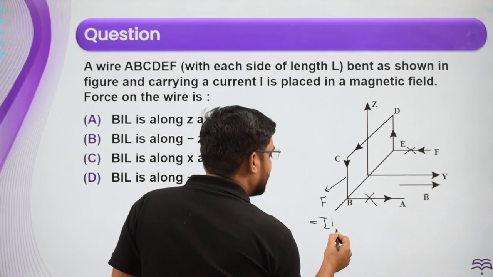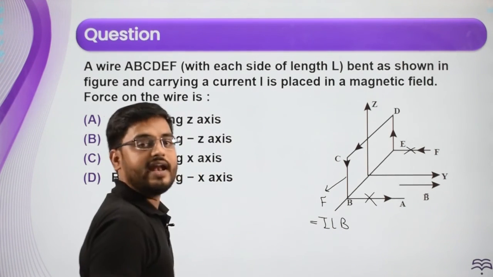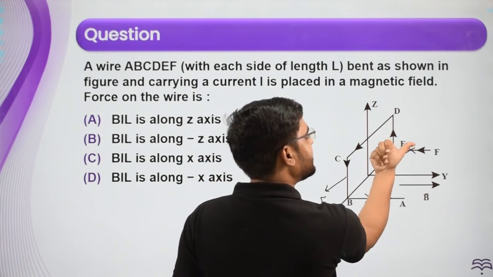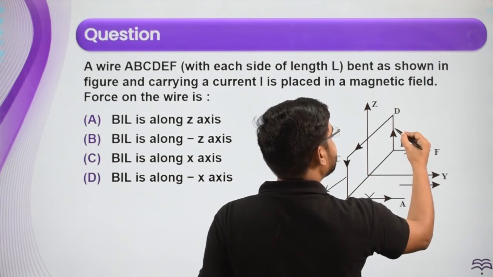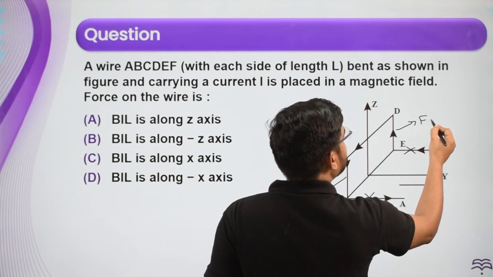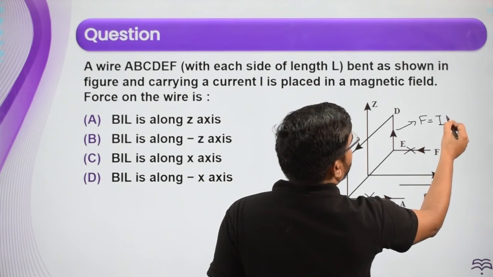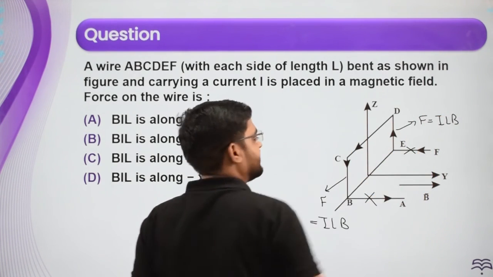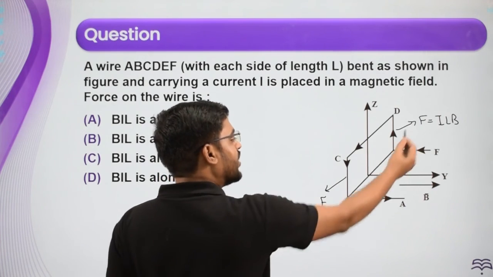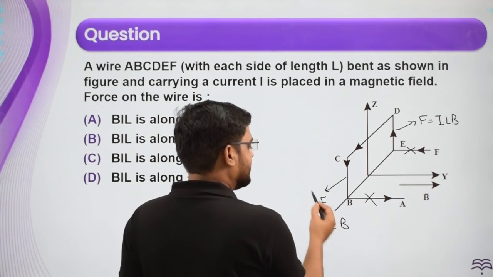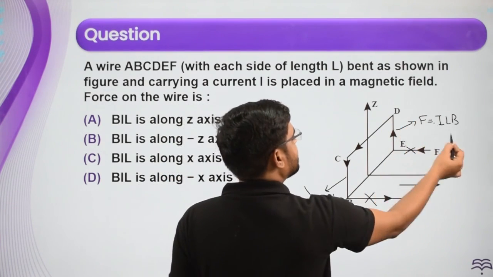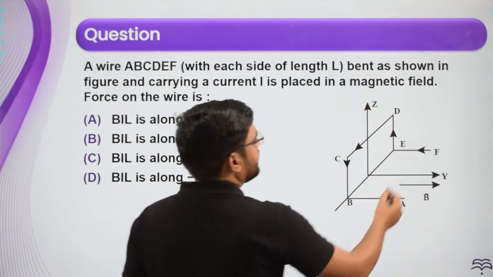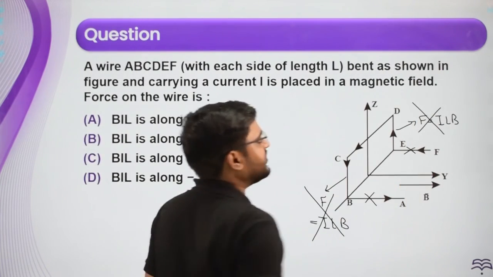Force is ILB. And have a look at this section. So L is upward, B is this way. So force is going to be in this direction. So that force is again ILB. Now have a look. This force and this force, they are opposite and they are equal also. So on the overall conductor, they will cancel out the effect of each other.